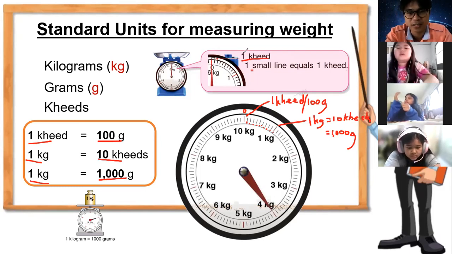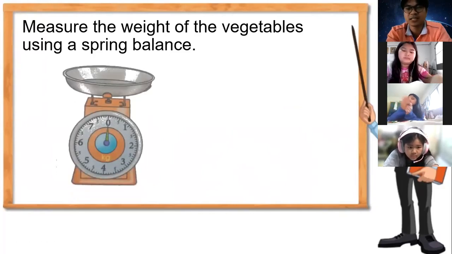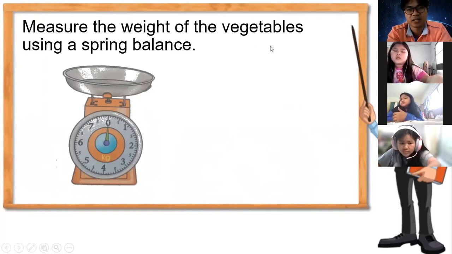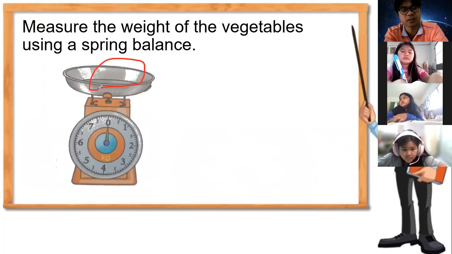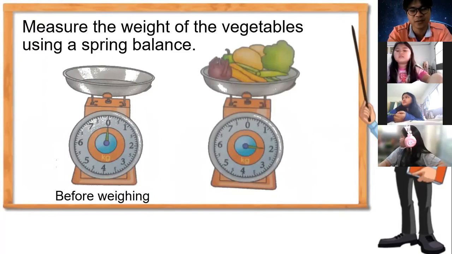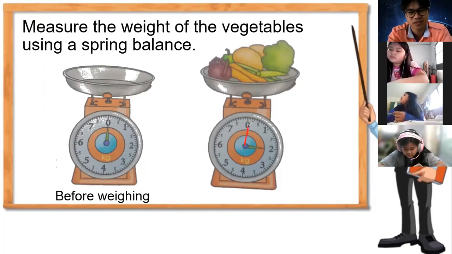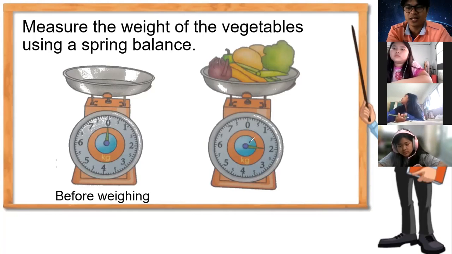We'll just focus on this part here. All right, look at some examples. This is the picture of a spring balance with nothing on it, before weighing. And after weighing, if we put some vegetables, you can see the pointer, which was at 0 before weighing, will move and tell you the mass of the vegetables.